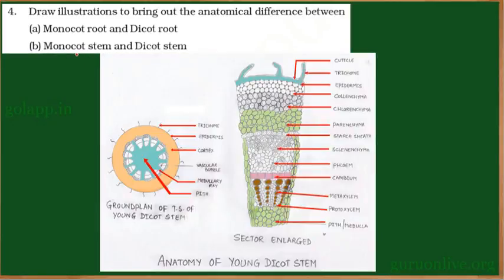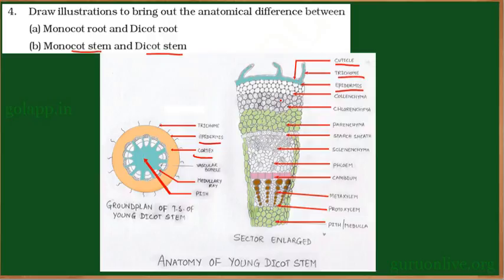So the next difference is between monocot stem and dicot stem. So here is the transverse section of dicot stem. It includes 3 regions: outer epidermis, middle cortex and the innermost stele region. Now the epidermis is again made up of single layered parenchyma cells. It acts as a boundary and gives rise to multicellular hair-like structures called trichomes. Now the epidermis is covered by a thick layer of waxy substance called cuticle.